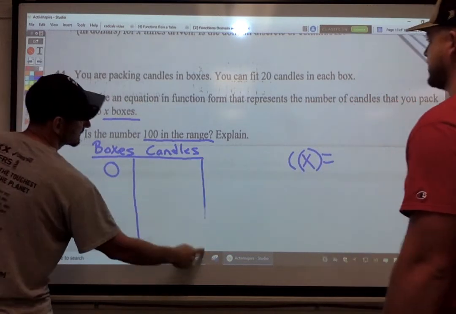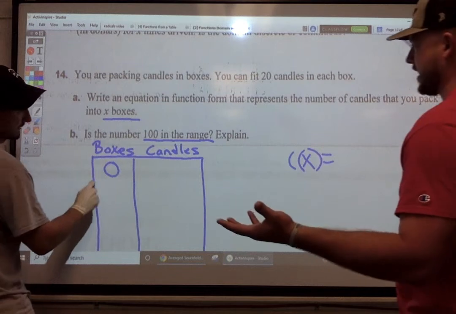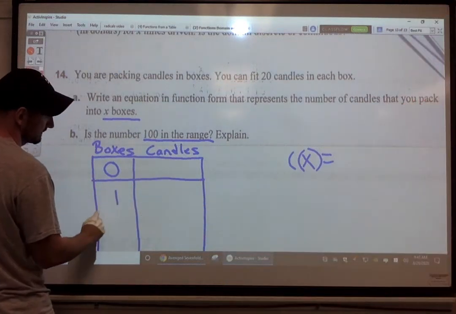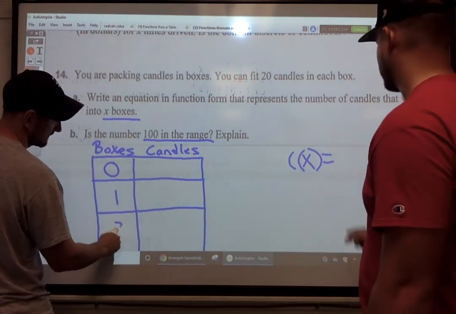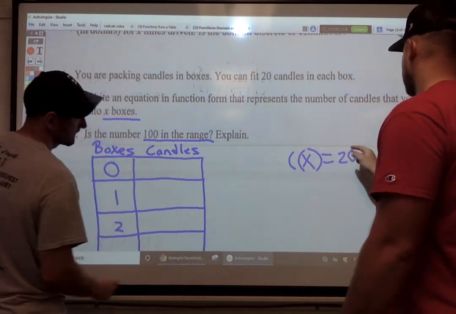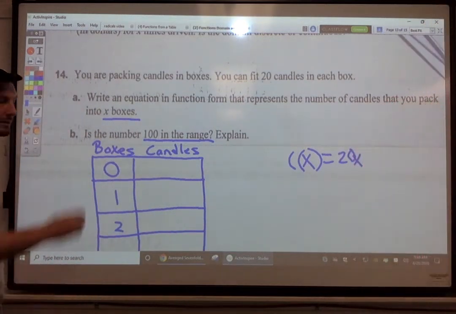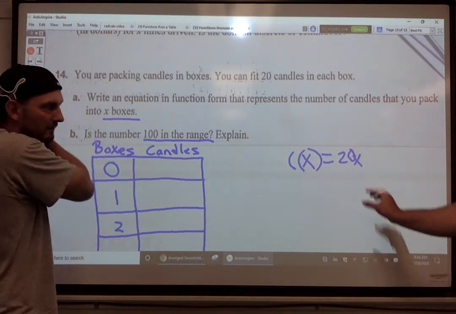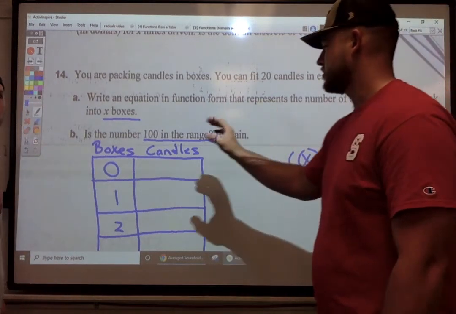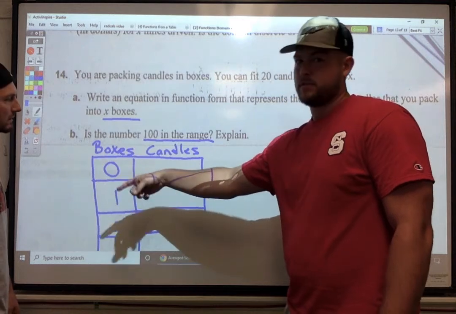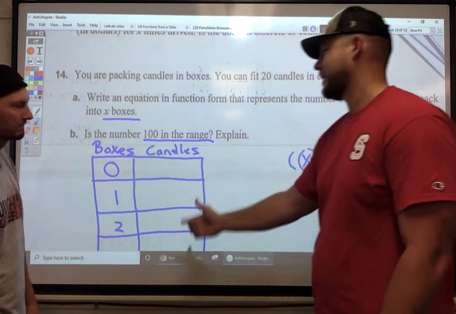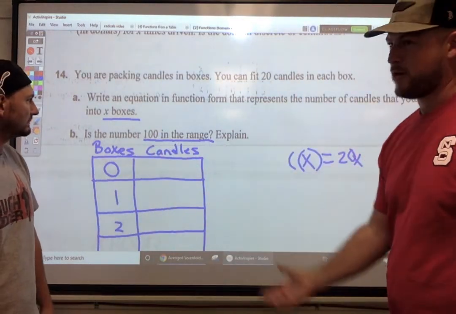We're using C of X because it's candles in X boxes, right? And you can fit 20 candles into one box. So that would be just 20X, right? So this is the function we're going to use to plug in our X values, our domain, our inputs, to find our Y values, our outputs.